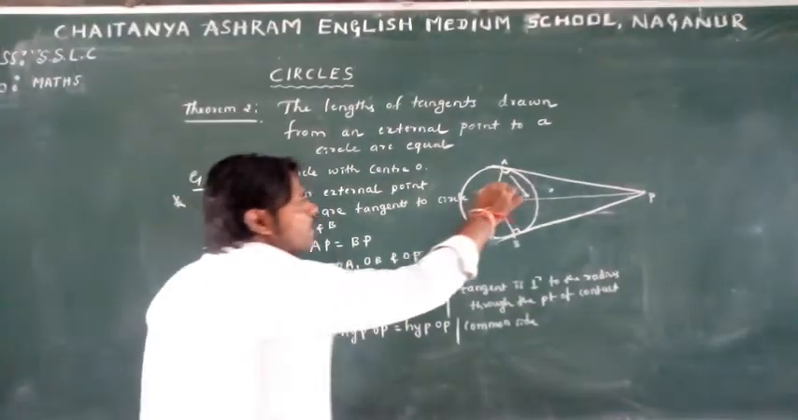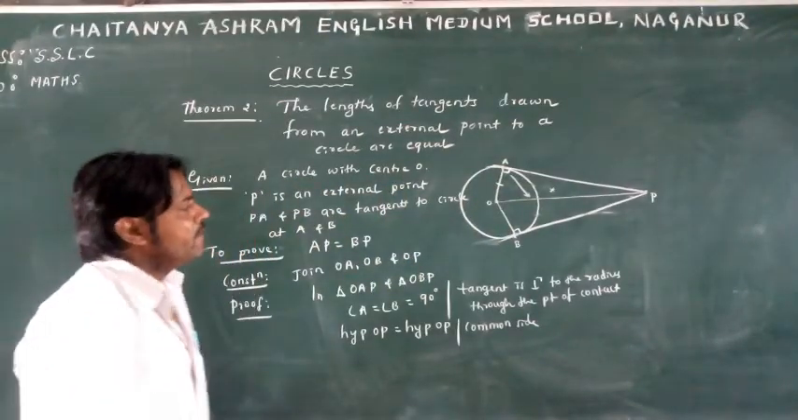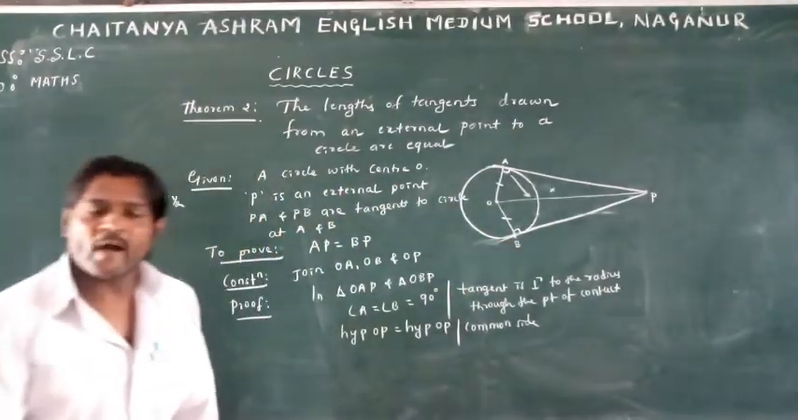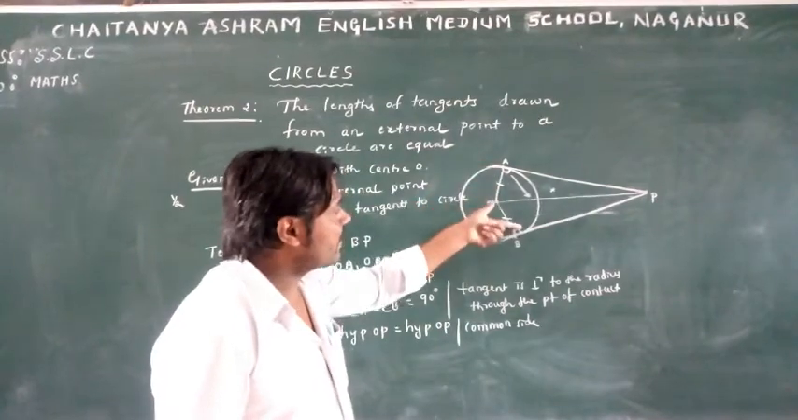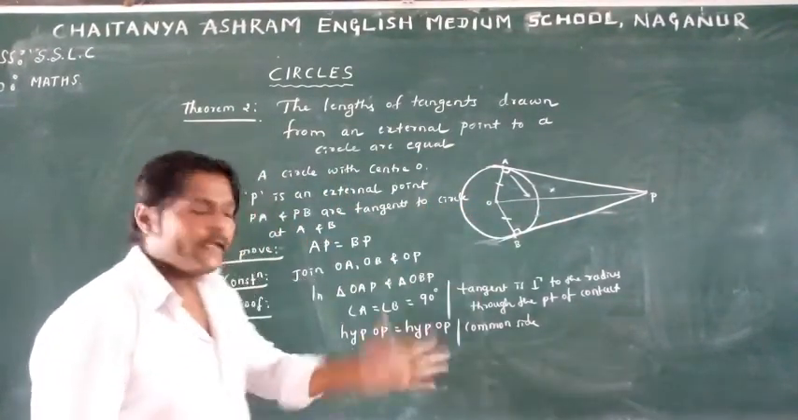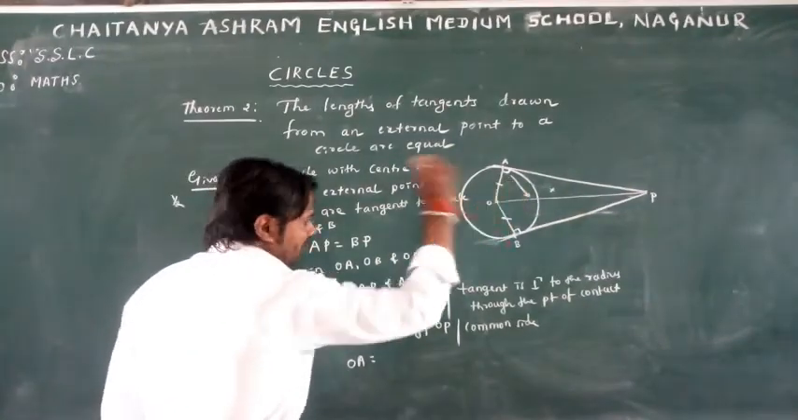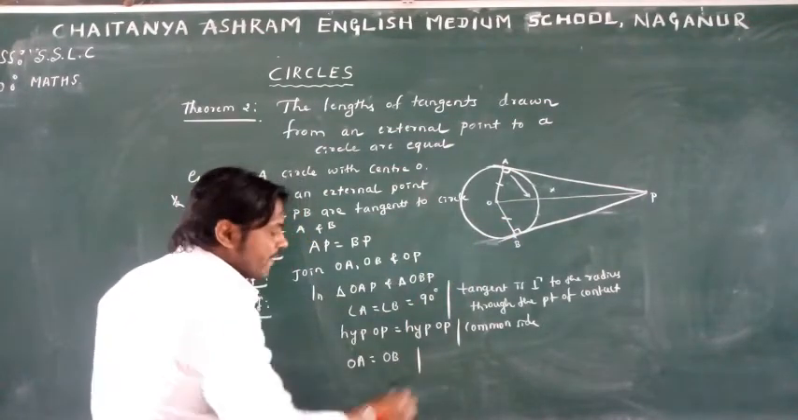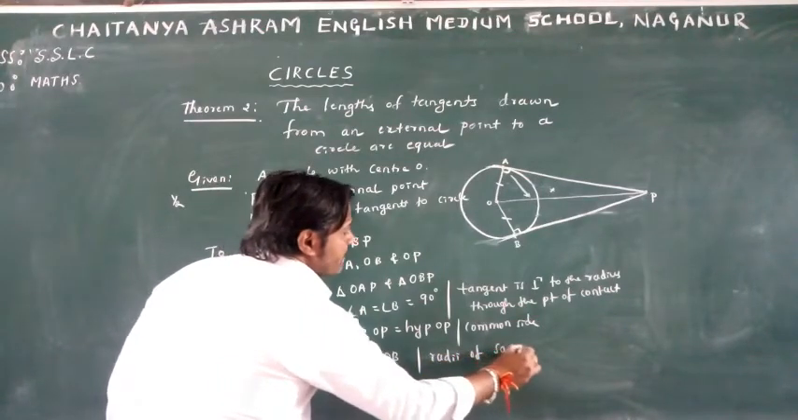The side OA of this right triangle is equal to the side OB of this triangle. Why? Think. Both are radii of the same circle. Radii of the same circle are equal. So the side OA of this right triangle is equal to the side OB of this right triangle. Reason: radii of the same circle.